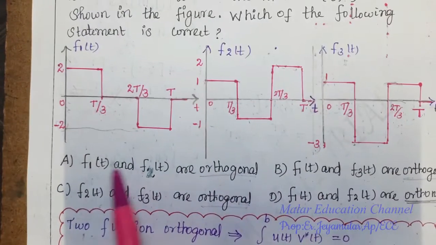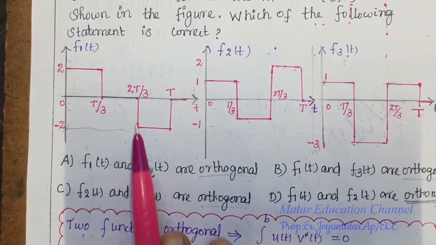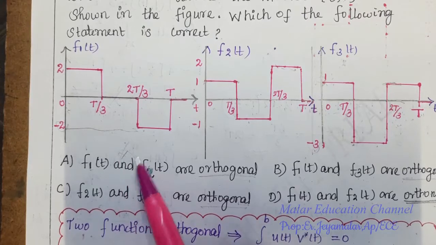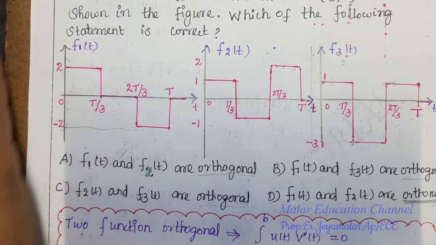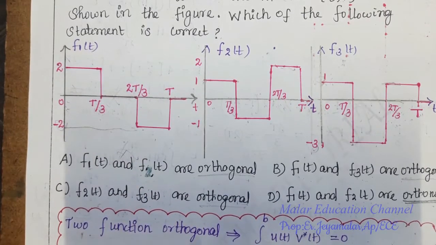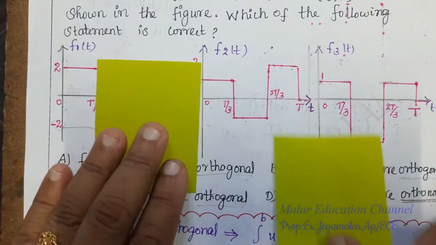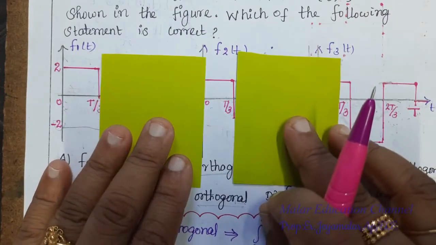Here the first option: f1 of t and f2 of t. The comparison of f1 of t and f2 of t is a multiplication product, isn't it? See here, it's a diagram of f1 of t and f2 of t. See the limit here, for the second diagram, the range.